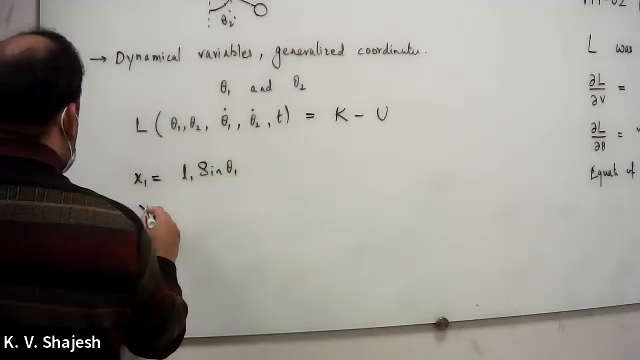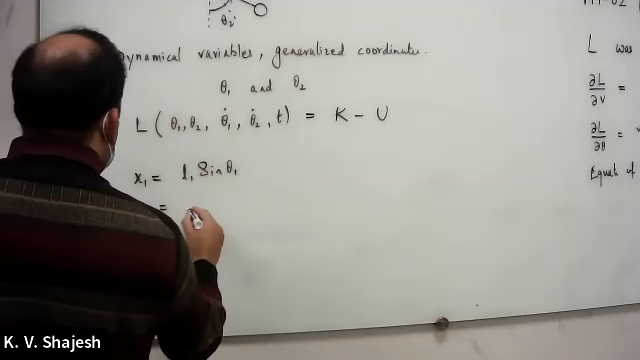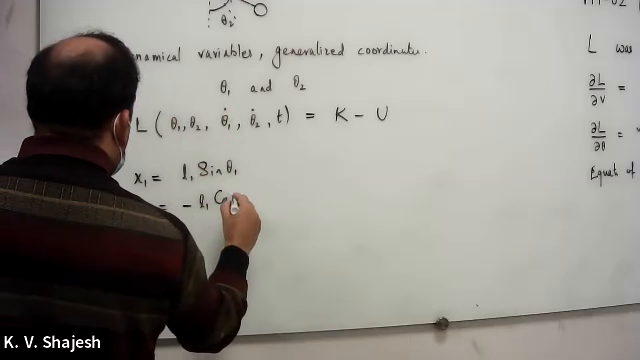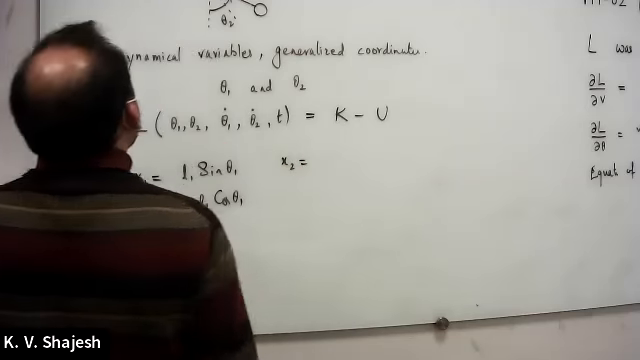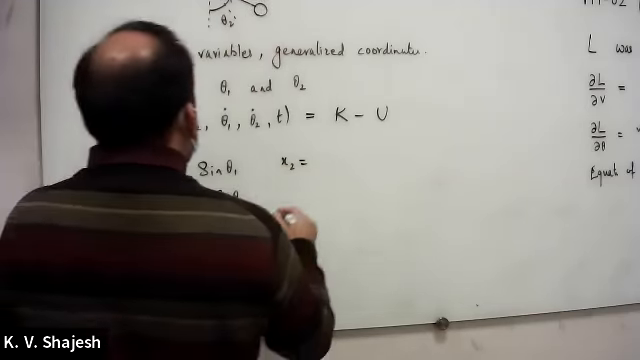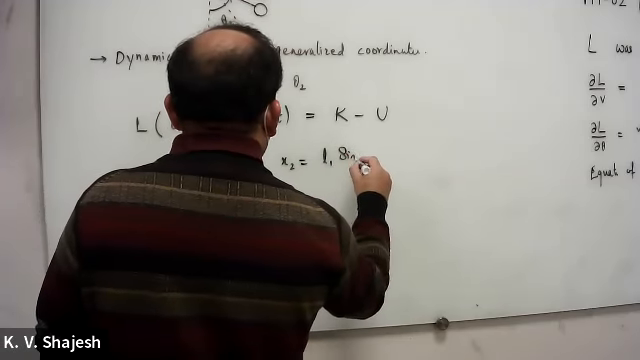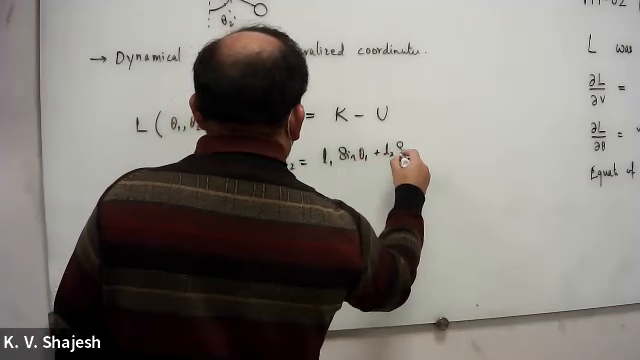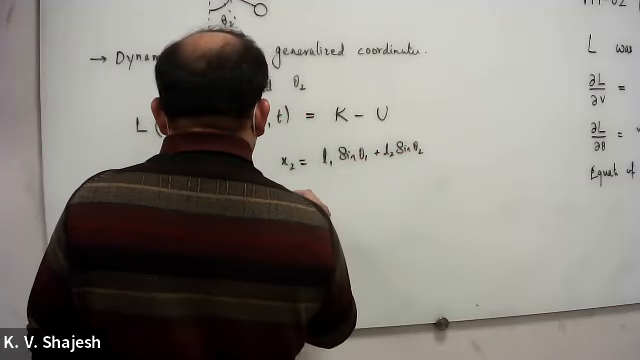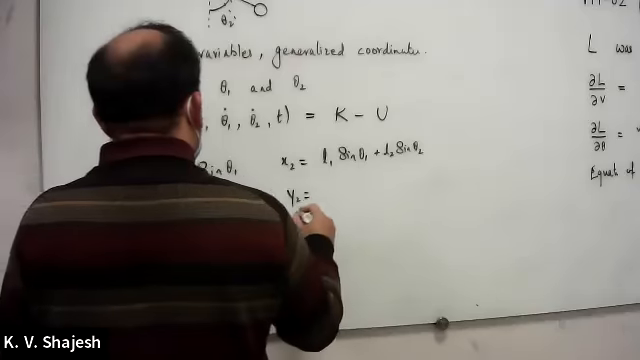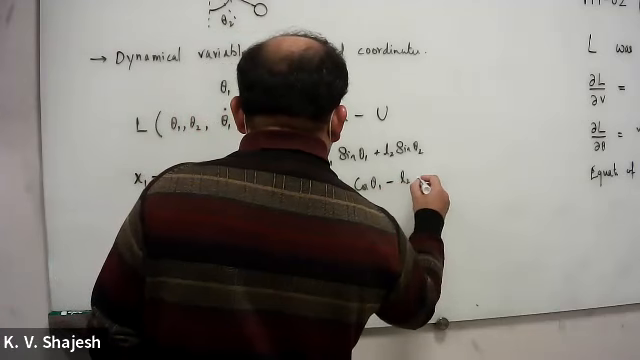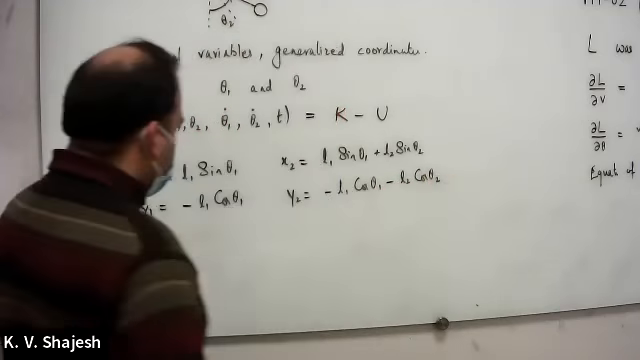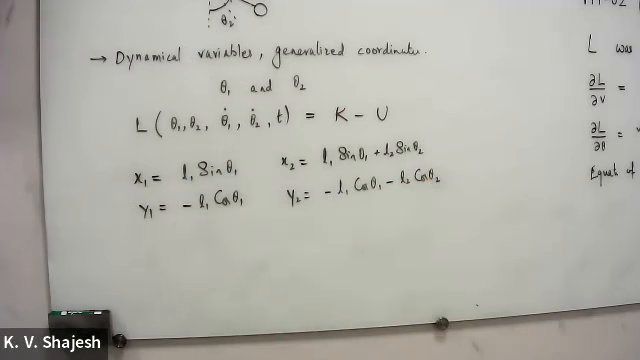And y1 is equal to minus L1 cosine theta 1. x2 is equal to, all the way here, L1 sine theta 1 plus L2 sine theta 2, and y2 is equal to minus L1 cosine theta 1 minus L2 cosine theta 2. Is that right? Yeah.